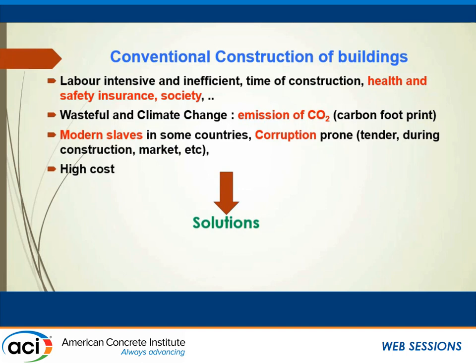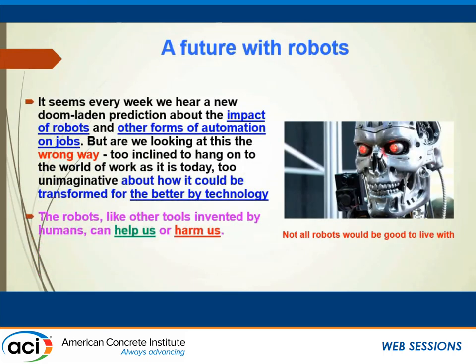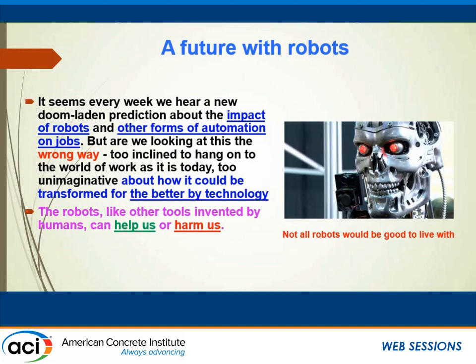And the solution, of course, is to use robotics. As we showed in some videos, we already use them to produce our cars, appliances, mobiles, TVs, and so on. Not all robots would be good to live with. But the robot, like other tools invented by humans, can help us or harm us. But they are not going away. They are going to be here. We are going to use them. Even some countries are thinking about this. In Switzerland, they proposed that robots should pay taxes because they are taking jobs from us, and they have to pay tax on their income.